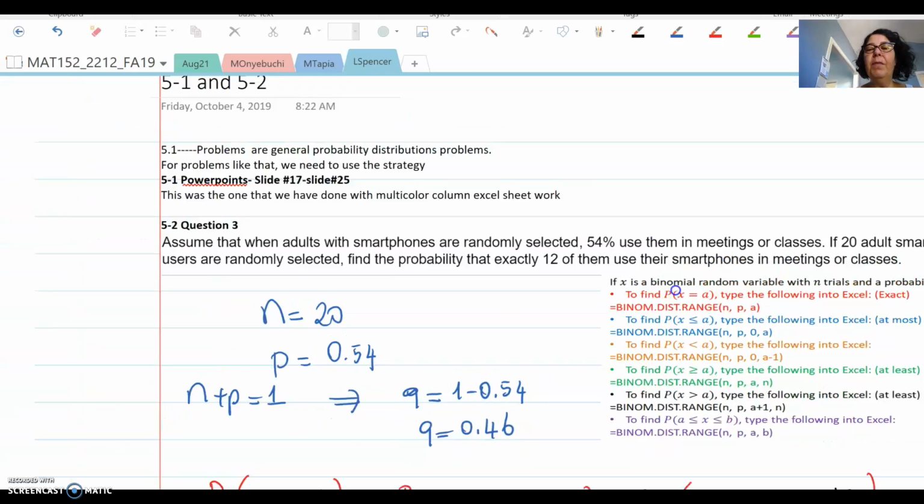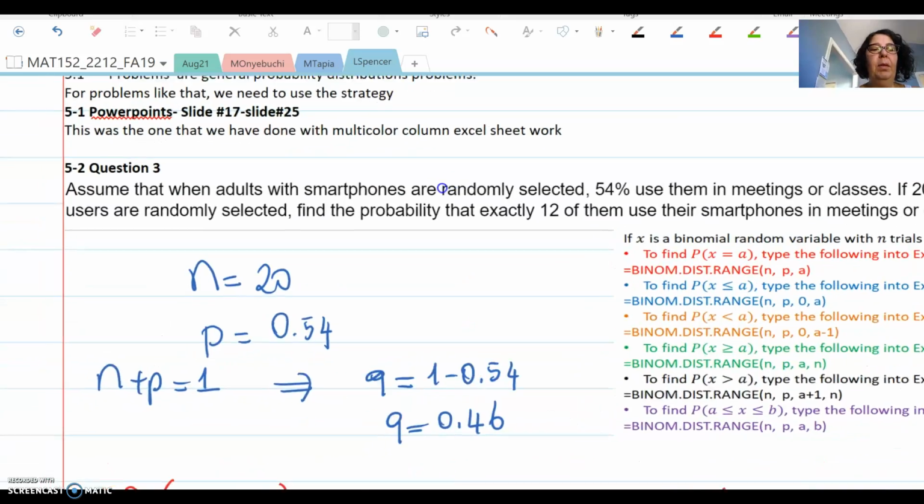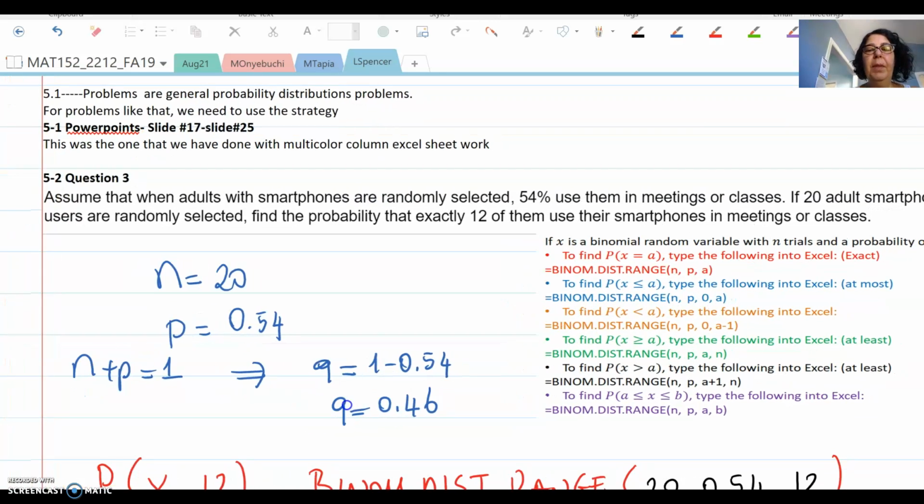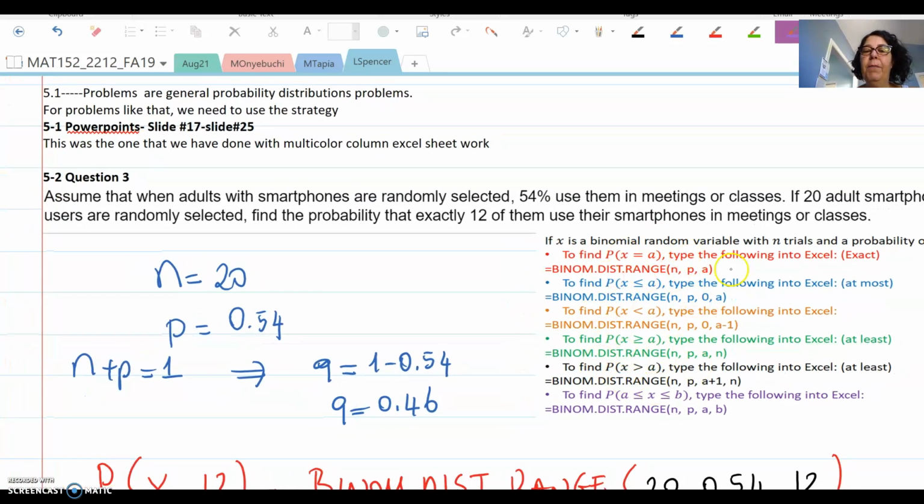Now, problems in 5.2, homework problems. I pull up a problem, and I have also pulled up my formula sheet. This multicolor binomial formula sheet needs to go to your note card. For instance, the problem I pulled up, question number 3: assume that when adults with smartphones are randomly selected, 54% use them in meetings or classes. If 20 adult smartphone users are randomly selected, find the probability that exactly 2 of them do.